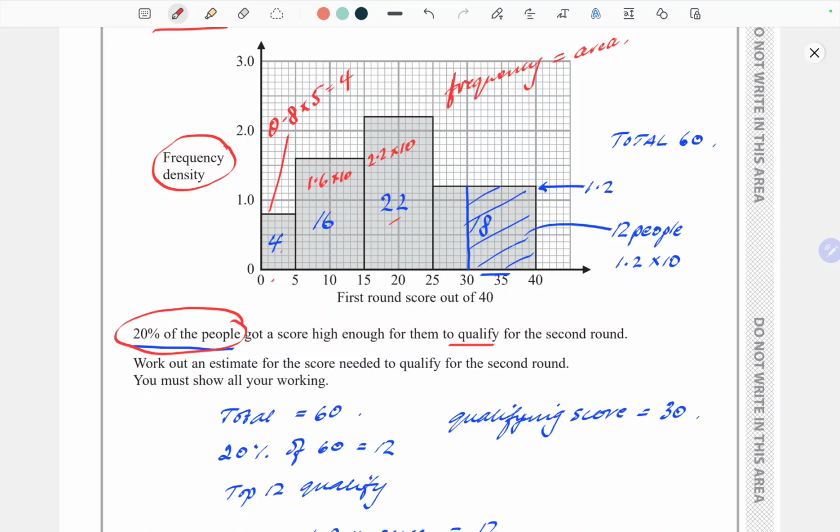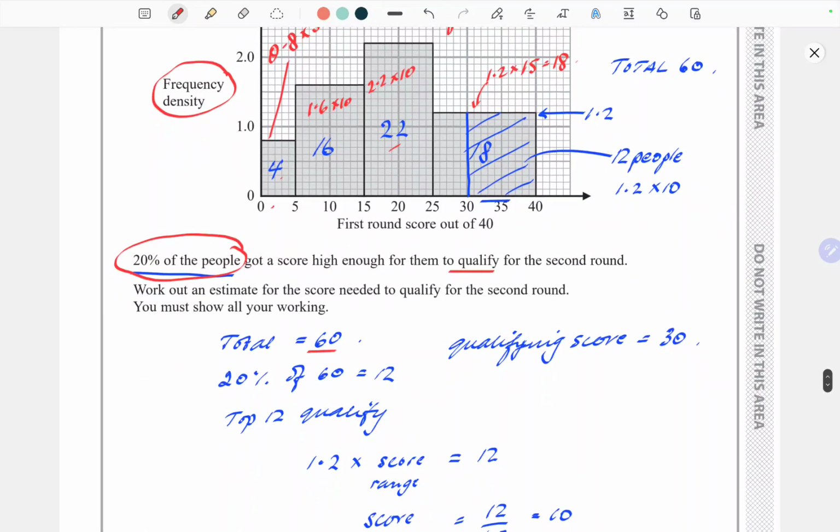The last box is actually 1.2 times 15, which equals 18. So the total for the box is 18. Therefore, the total number of people is 4 plus 16 plus 22 plus 18, a total of 60. 20% of them qualified. So 20% of 60 is 12 people qualified.